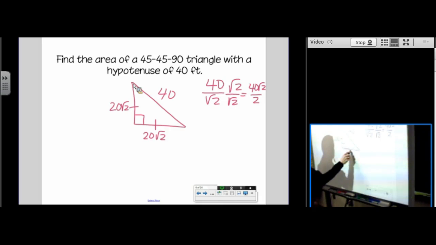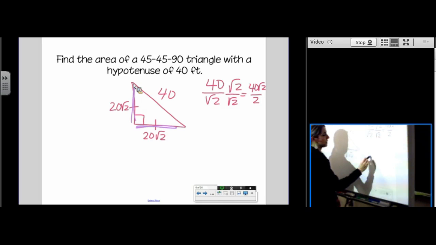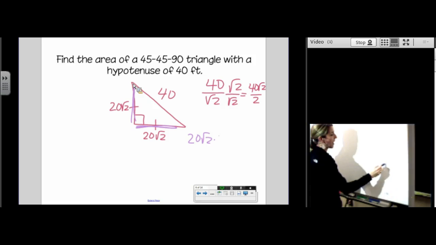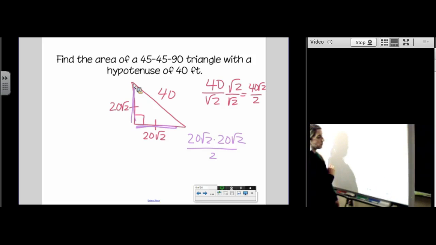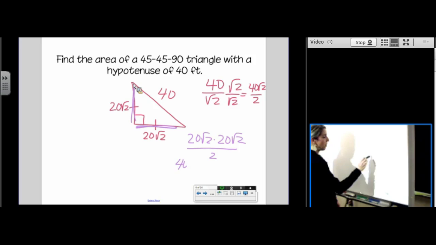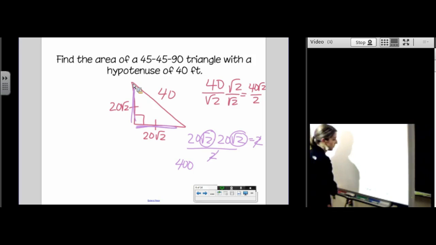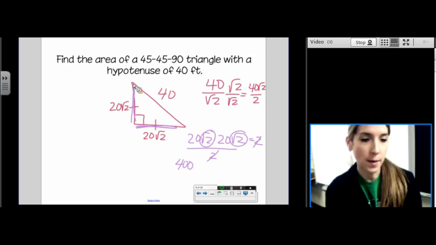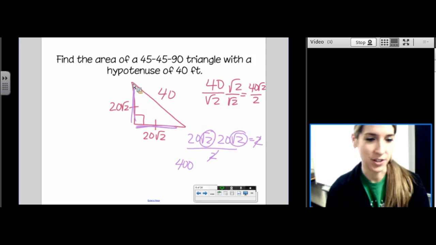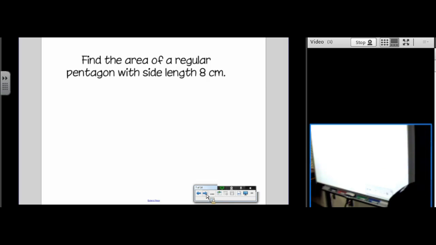This is our base and this is our height. It doesn't matter which is which, they're interchangeable. So it's base times height divided by 2. 20 times 20 is 400. And then what's cool about this is root 2 times root 2 is 2. And it's actually going to cancel with the denominator. So you may have solved that a different way, but either way you're going to get 400. Final answer, 400. Next problem, find the area of a regular pentagon with side length 8.